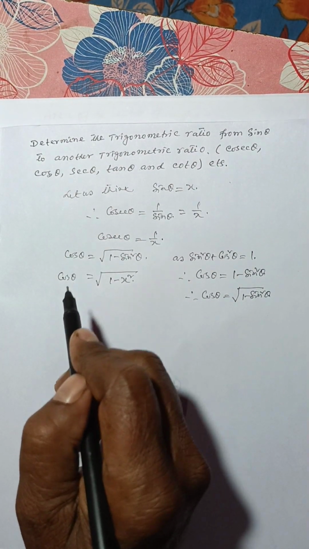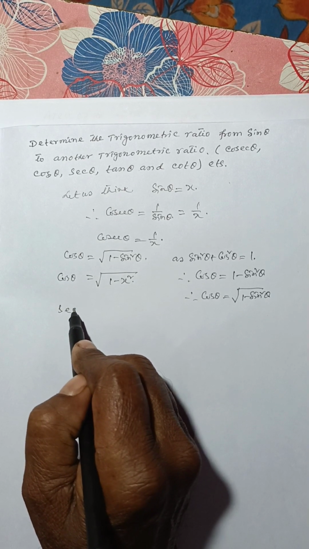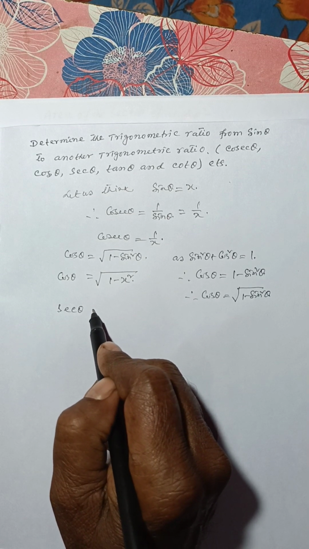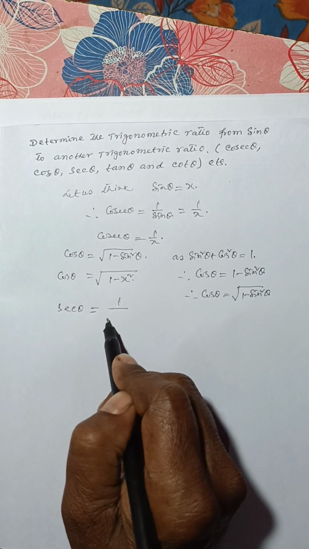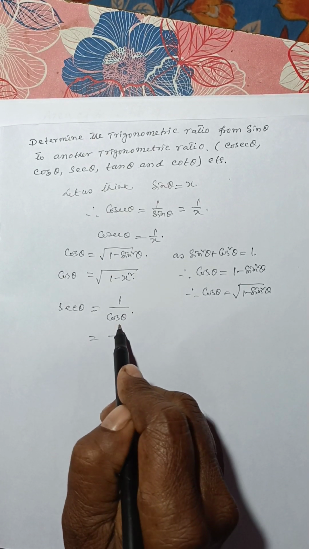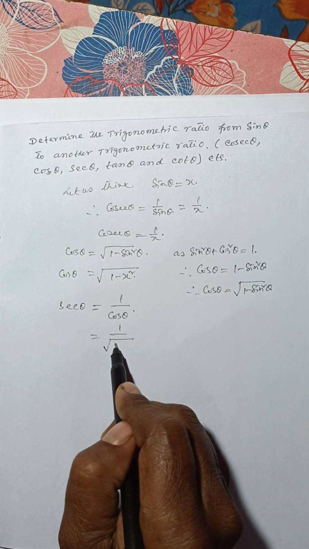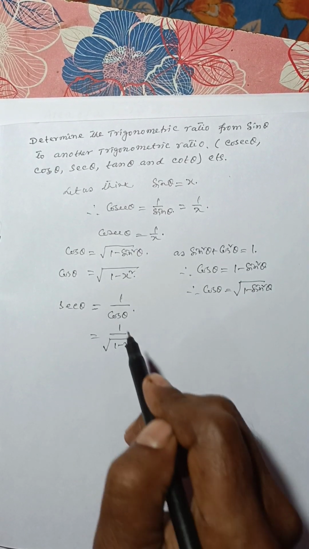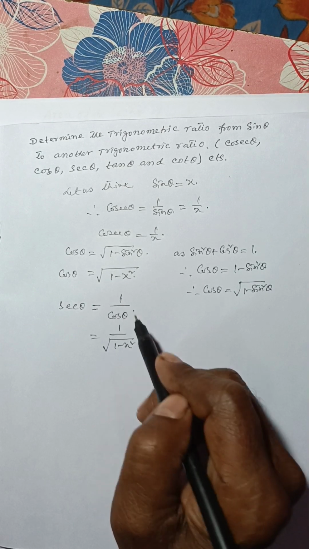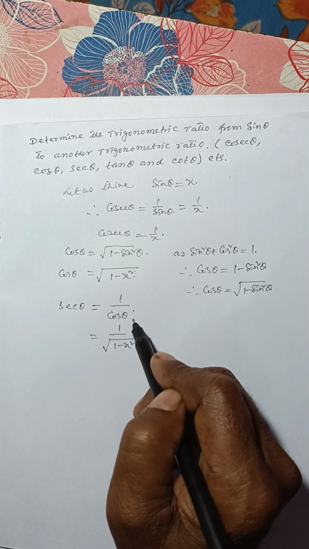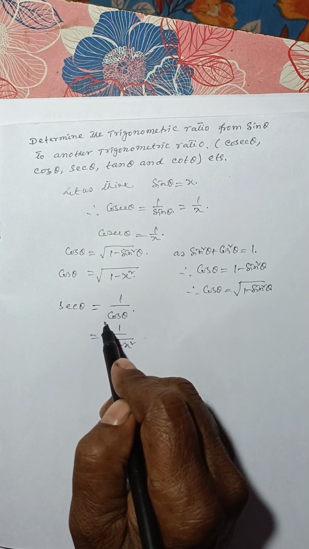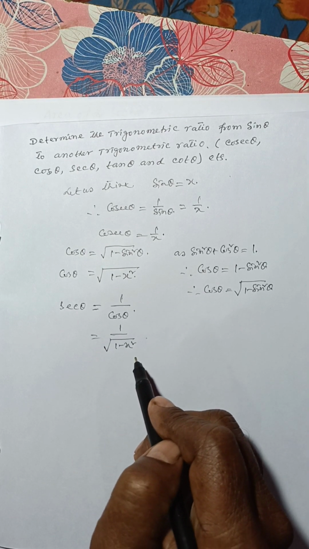Now, sec theta. How will you determine the value of sec theta in this process? Now, we know sec theta equal to 1 by cos theta, and cos theta equal to root over 1 minus x square. We have obtained the value of cos theta in this process. Now putting the value of cos theta in this trigonometric ratio, we have obtained the value of sec theta equal to 1 by root over 1 minus x square.